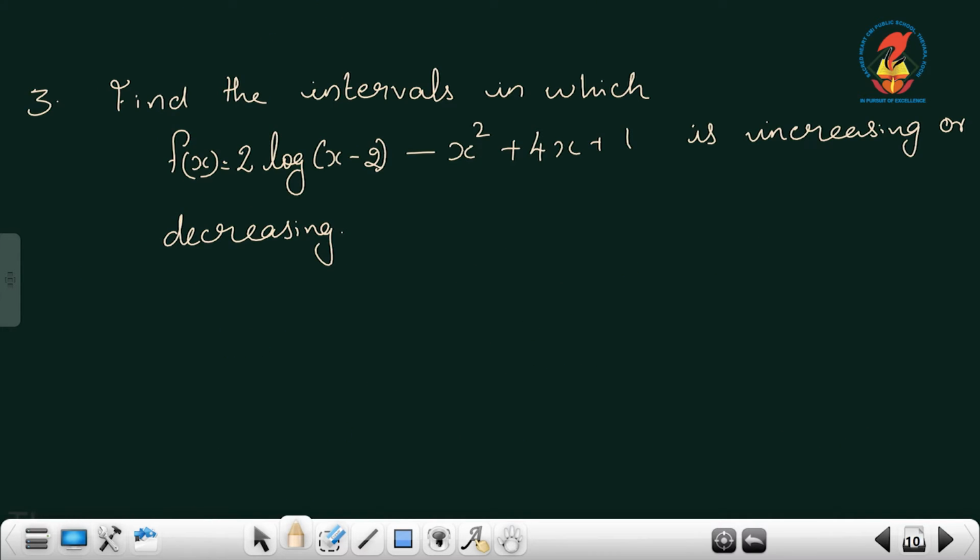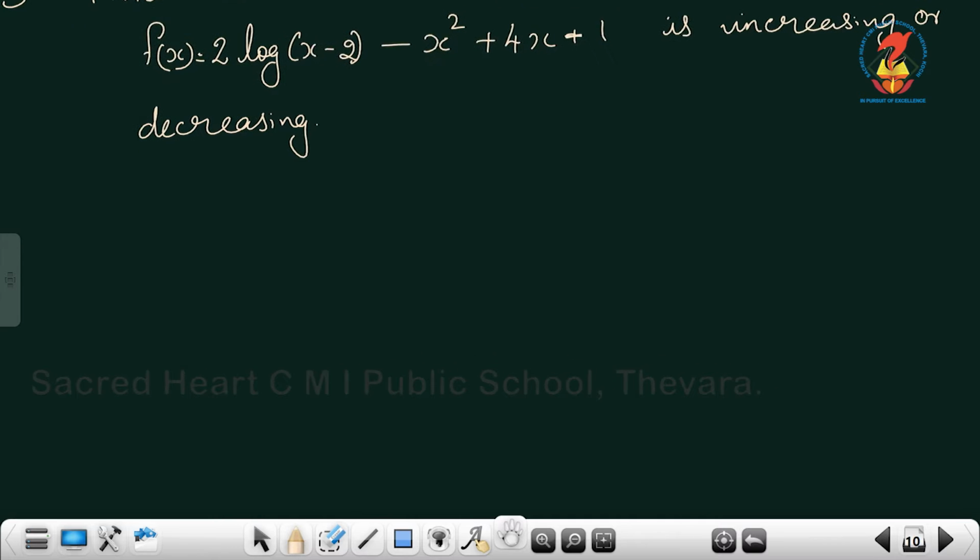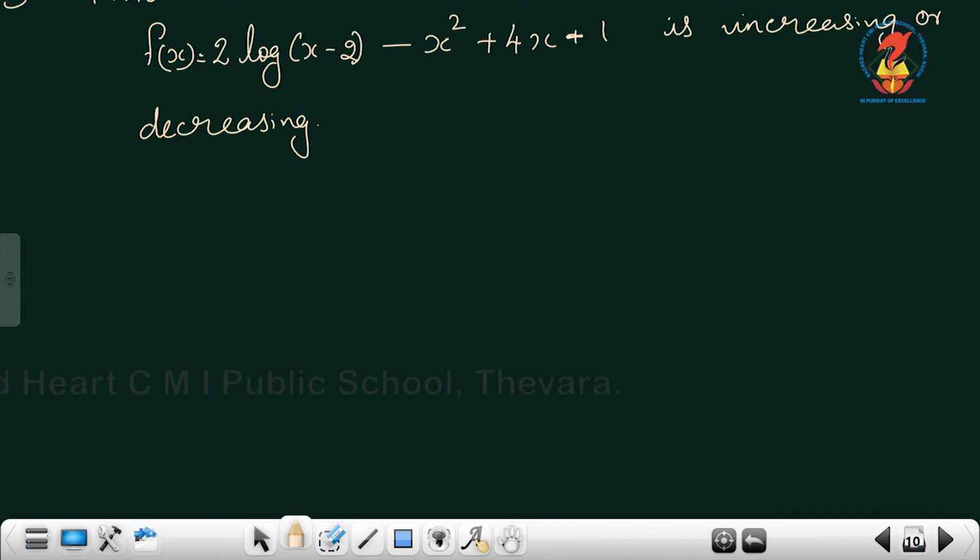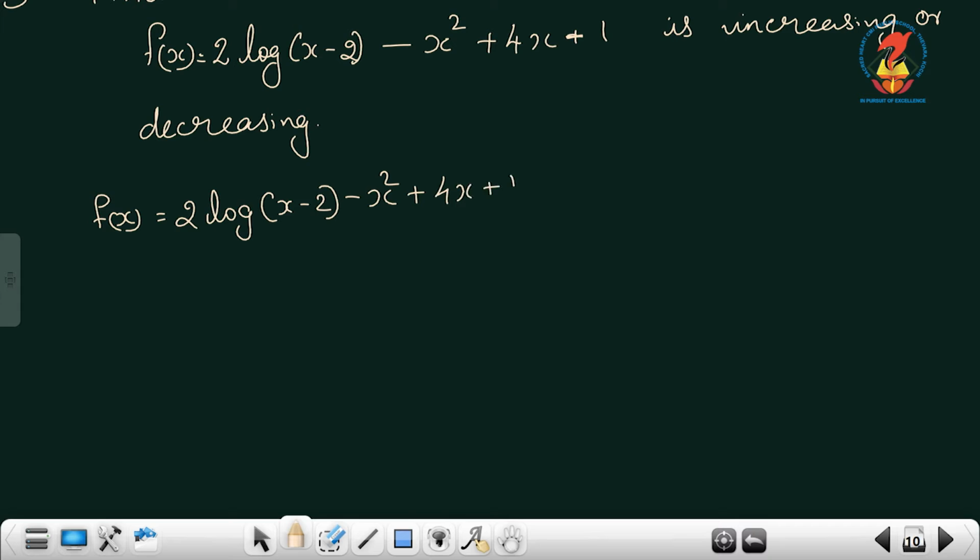Now the last question. Find the intervals in which f of x equals 2 log(x minus 2) minus x square plus 4x plus 1 is increasing or decreasing. Here also we have to find the intervals. So the first step is to find the derivative. Let f of x be 2 times log(x minus 2) minus x square plus 4x plus 1.